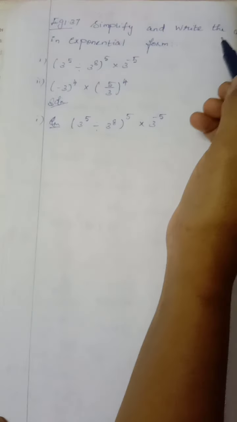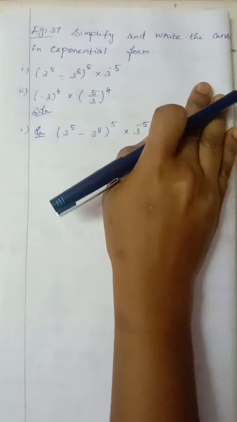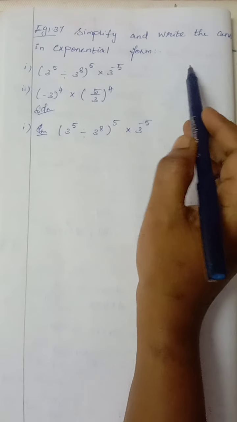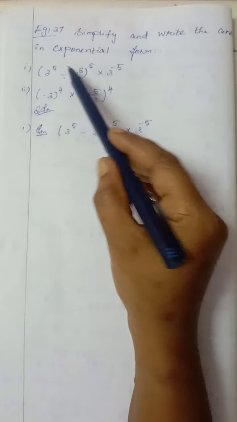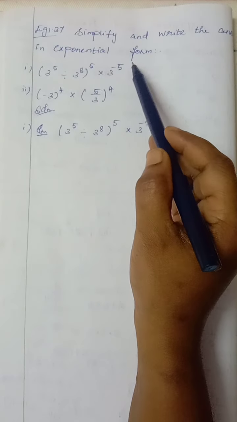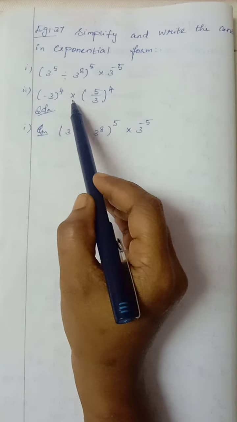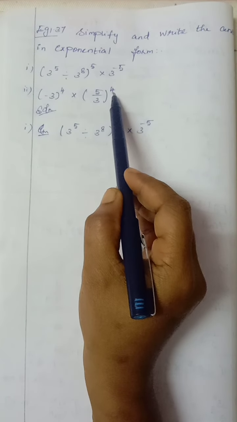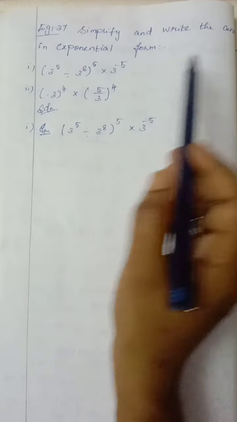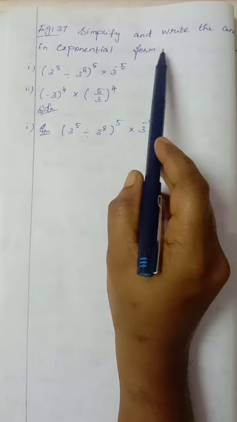Next, example 1.37. Simplify and write the answers in exponential form. First question: (3^5 divided by 3^8) the whole power 5, into 3^(-5). Second question: (-3)^4 into (5/3) the whole power 4. So we need to simplify, then write the answer in exponential form. Exponential form means power form.